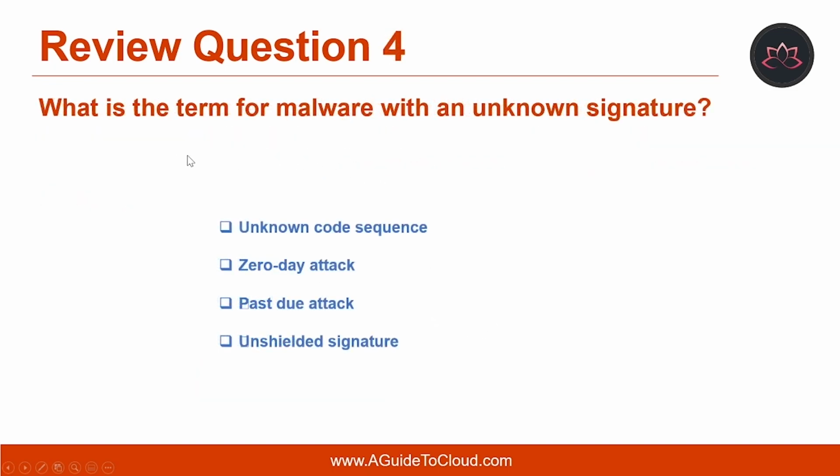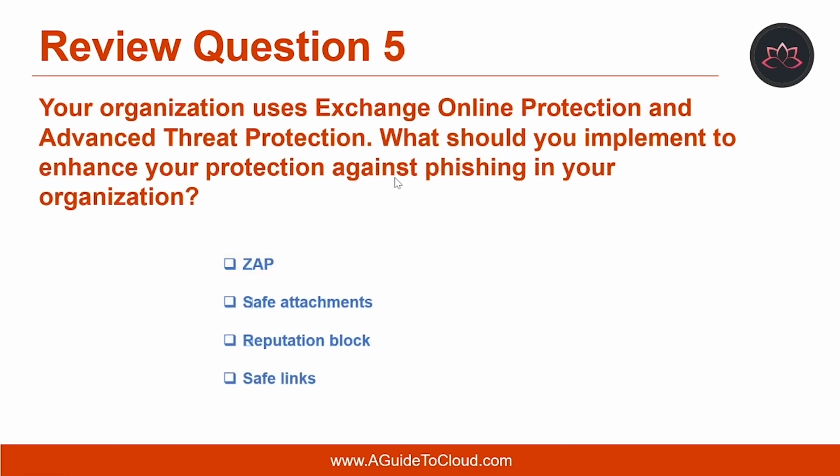Let's look at question number 4. What is the term for malware with an unknown signature? The correct answer is zero-day attack. Let's look at question number 5. Your organization uses Exchange Online Protection and Advanced Threat Protection. What should you implement to enhance your protection against phishing in your organization? The correct answer is Safe Links.